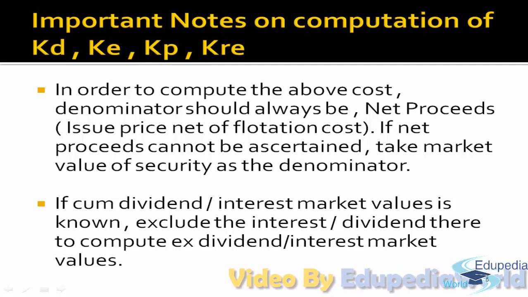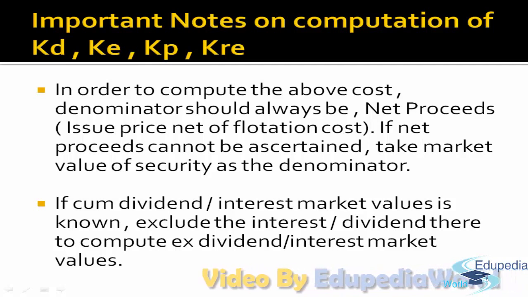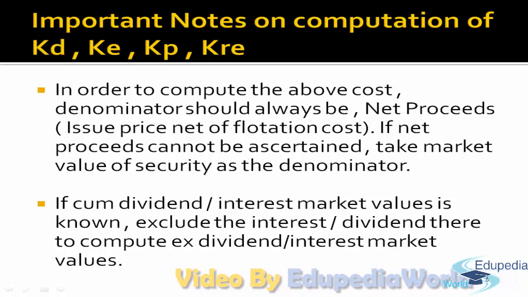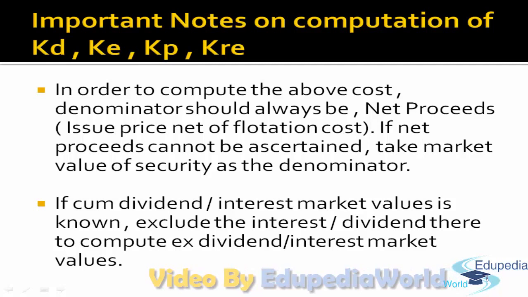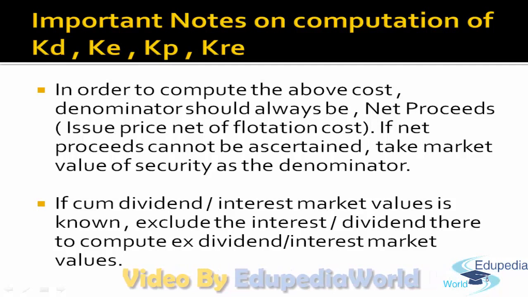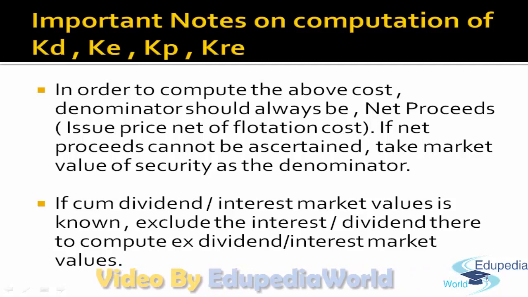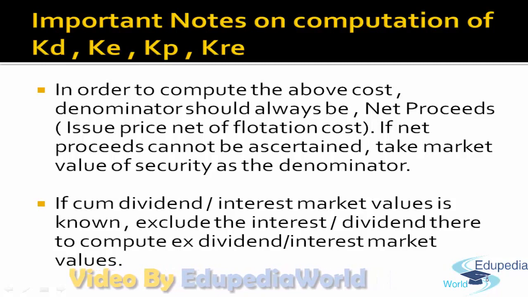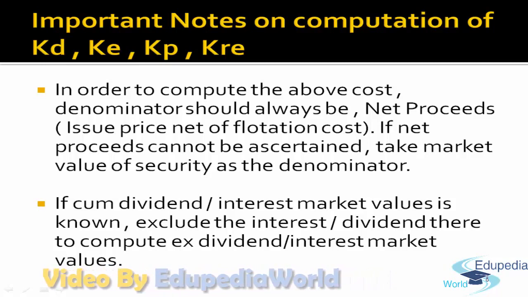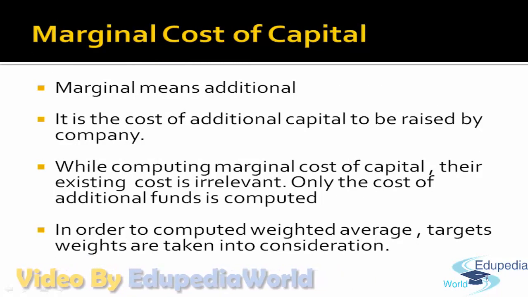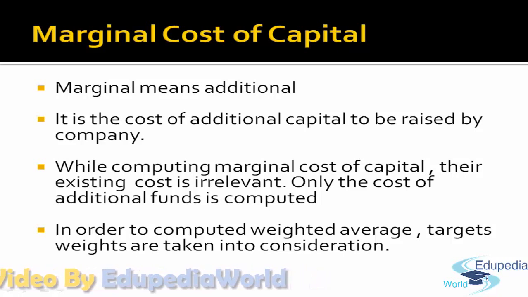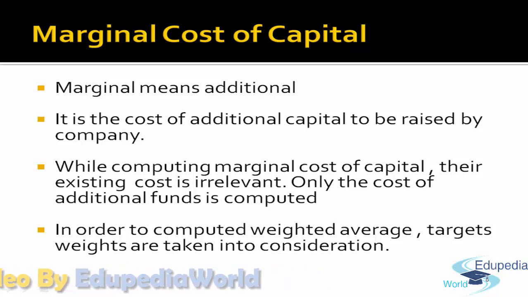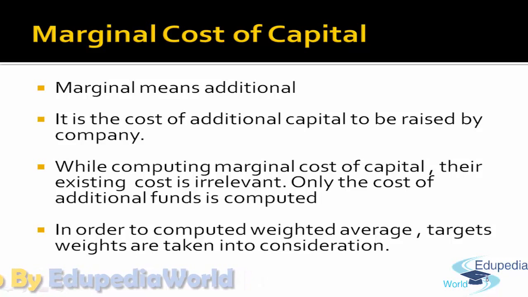In the same way, if the cum dividend or cum interest value of a security is given, then in order to compute the cost of that specific source, we will exclude that portion, that is the interest or the dividend portion, in order to compute the specific cost of capital. So this is all about weighted average cost of capital, that is, the overall cost to the company.